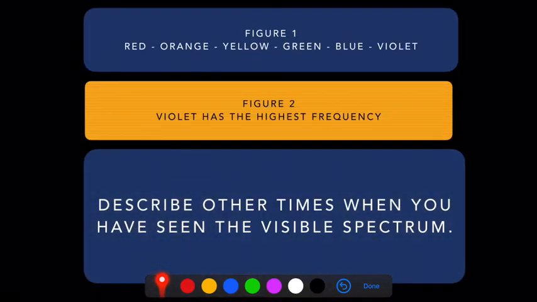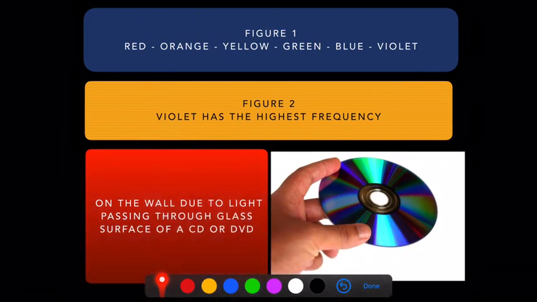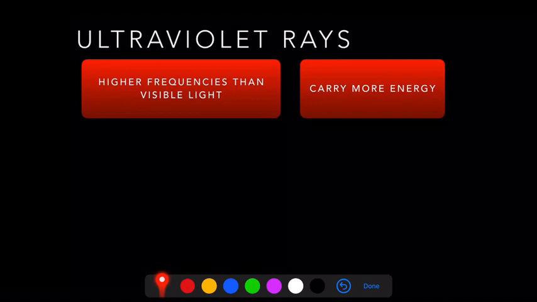Can you describe other times when you have seen the visible spectrum? I'll give you one. For example, a CD on the wall. Due to the light passing through a glass, you can see the visible light of an electromagnetic spectrum. Now we have ultraviolet rays, and here is where we start going to dangerous paths, okay?